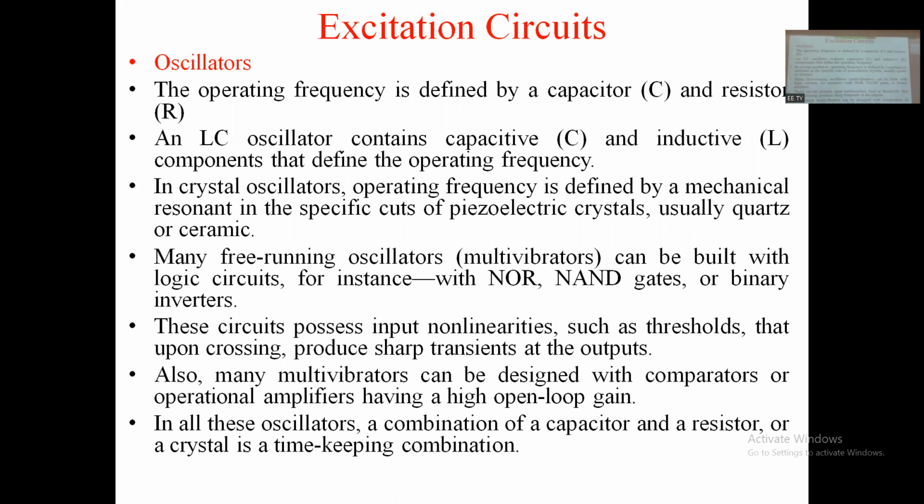An LC oscillator contains a capacitive C and inductive L component that define the operating frequency. So for an LC type of oscillator, the operating frequency F is equal to 1 upon under root of LC. So it will contain capacitive and inductive components that define the operating frequency.